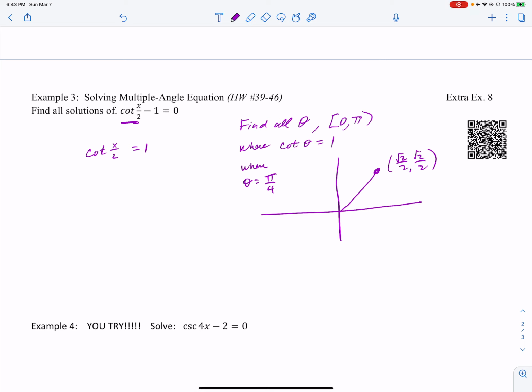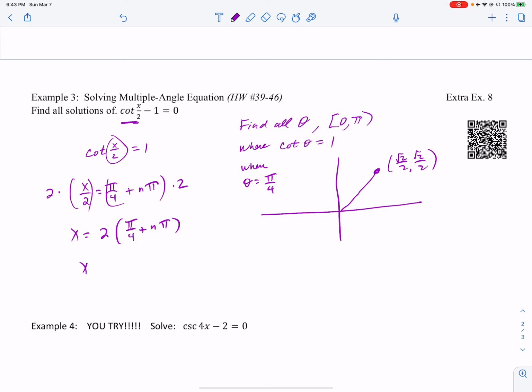But then this angle is not just theta, it is x over 2. So x over 2 has to be pi fourths. But the period of cotangent is pi, so we're just going to add n pi. But now to solve for x, you need to multiply both sides by 2. And you get x is 2 times this quantity. Distribute that 2. 2 times pi fourths simplifies to pi halves. And then plus 2n pi, where n is an element of the integers.